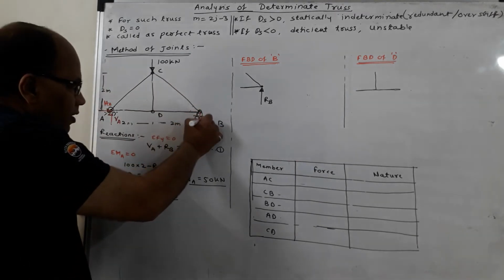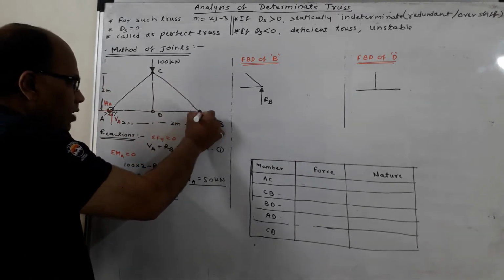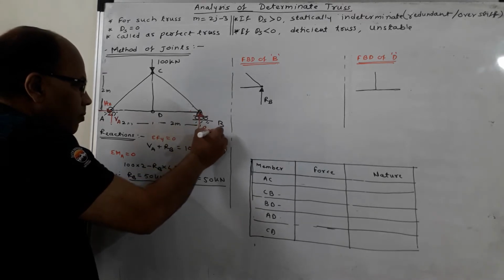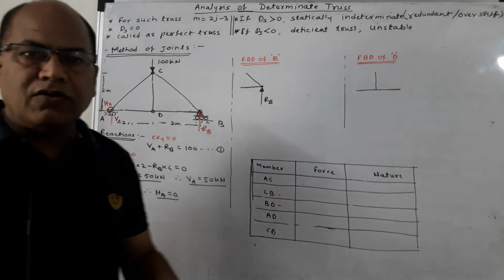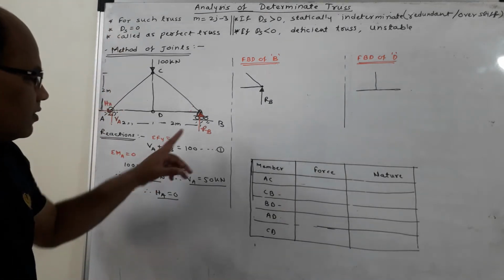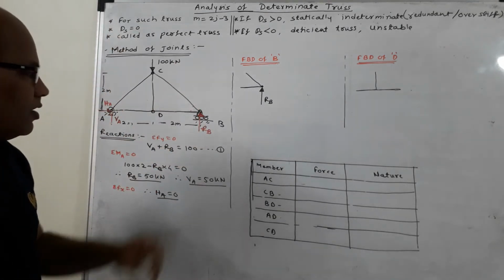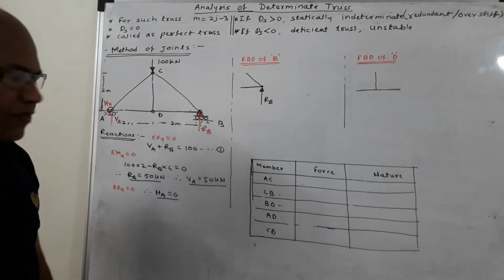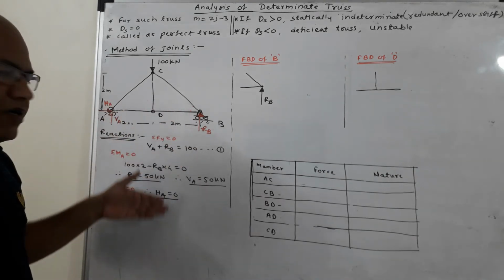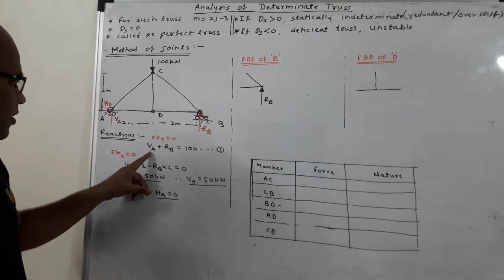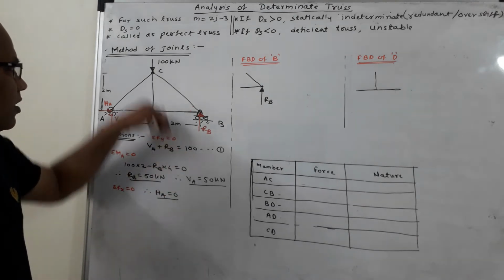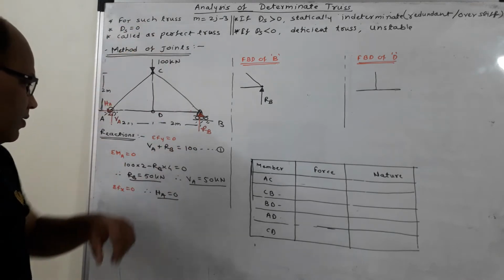Then here, as it is a roller support, and we know that a roller support provides a reaction in a direction perpendicular to the plane on which the rollers are resting. As such, the reaction at the right support will be acting vertically upwards. Then I will go with the three equations of equilibrium. Summation Fy is equal to 0 will give us Va plus Rb is equal to 100, which is the downward load. This is the first equation.